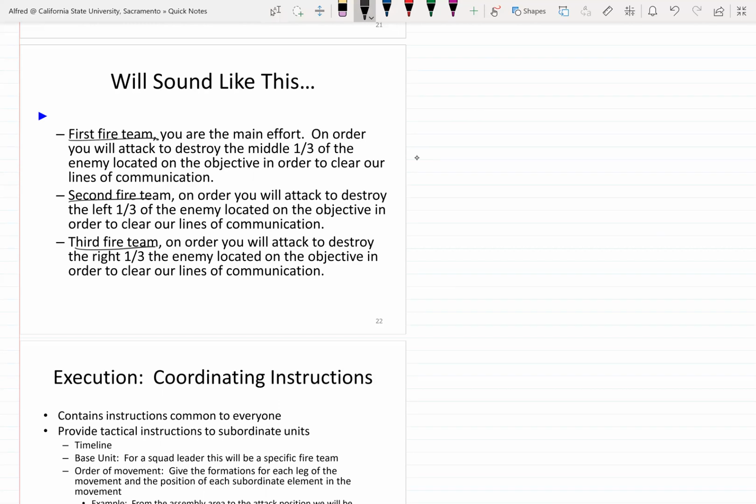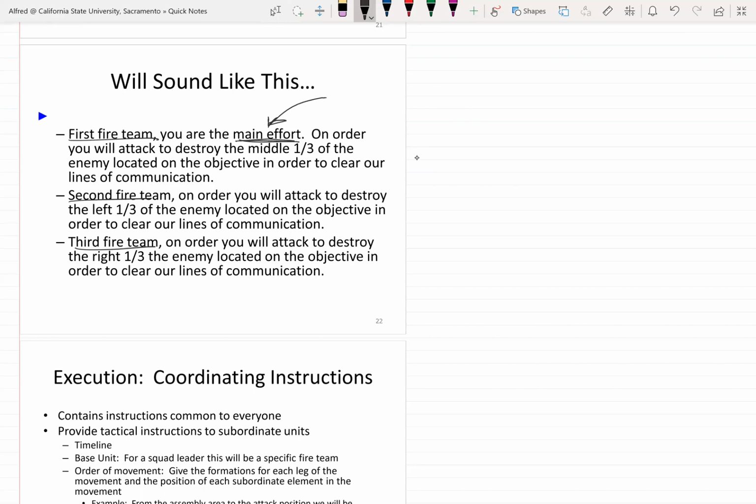First fire team, you're the main effort. It's important to assign who's the efforts, and whether they're main or supporting. That's an important feature of the mission. And the tasks are just missions, but individual missions. You're the main effort. On order, you will attack and destroy the middle 1/3 of the enemy located at the objective in order to clear out the enemy line of communications.